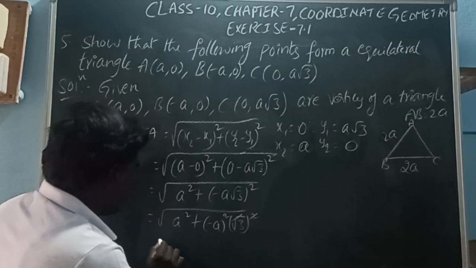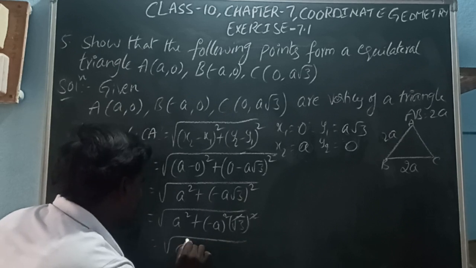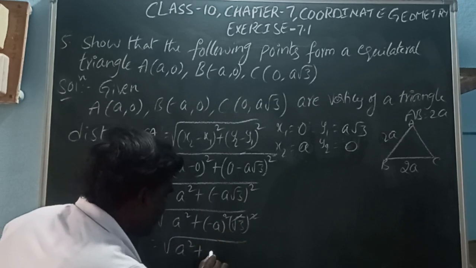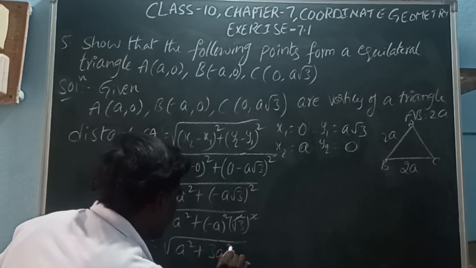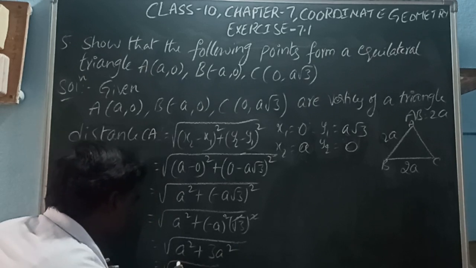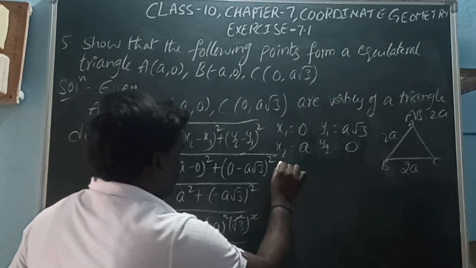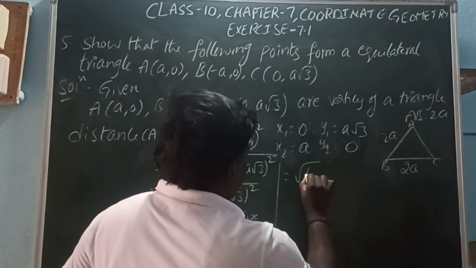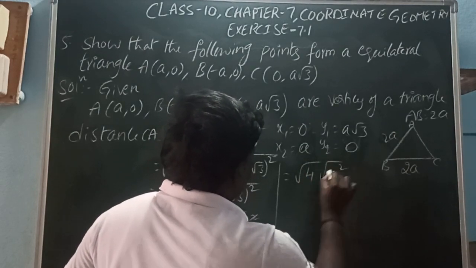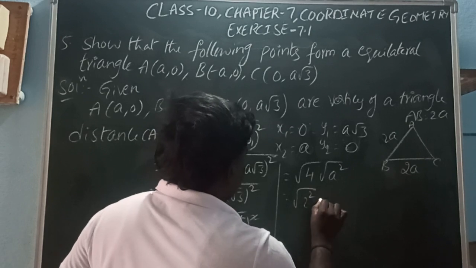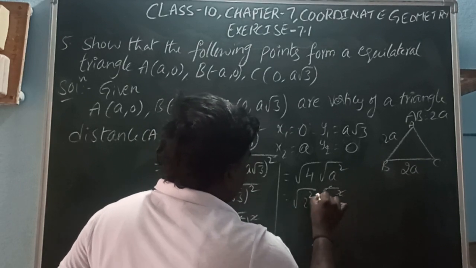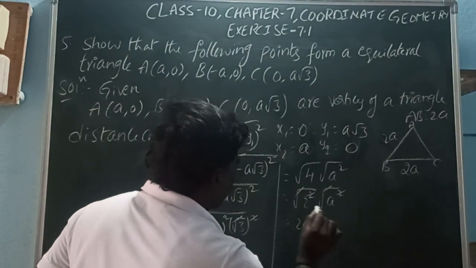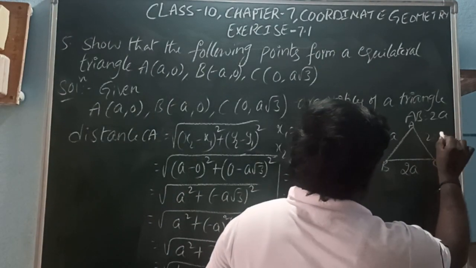The square root cancels, that is a square plus a square into 3, 3a square. So it is equal to the square root of 4a square. So the square root of 4a square we can write as square root 4 into square root a square. Square root 4 we can write as 2, square root a square, the square root cancels, that is equal to how much? 2a. So the CA length is also 2a.